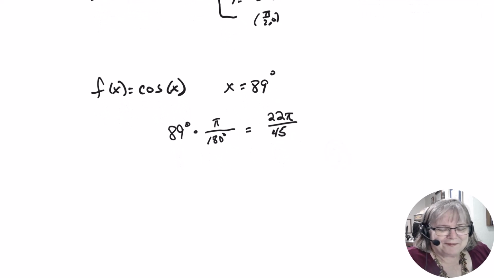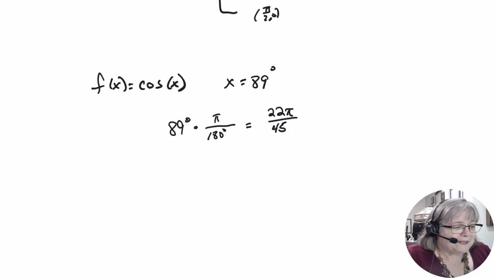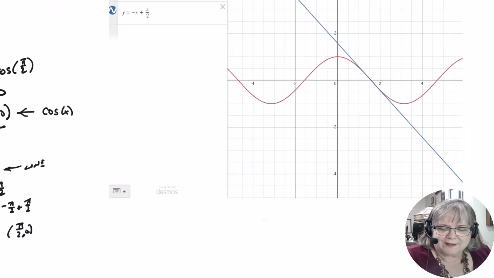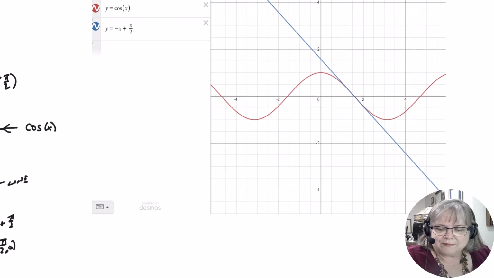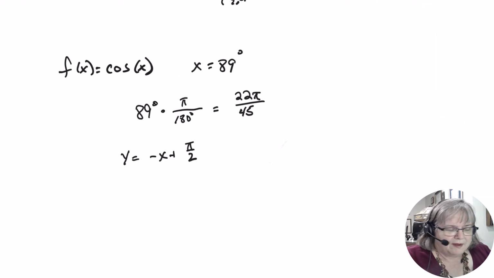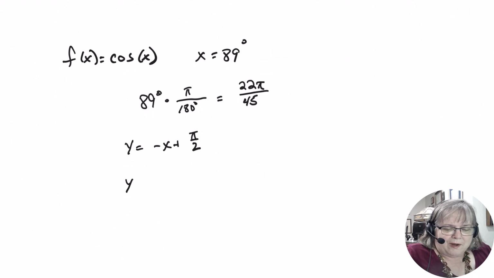All right. Now, we had this lovely linearization, which said y is equal to minus x plus pi over 2, right? And here's the cosine curve and the minus x plus pi over 2. So right in this area is where we're at. So I go, well, y would be equal to minus 22 pi over 45 plus pi over 2, because remember this is our linearization.